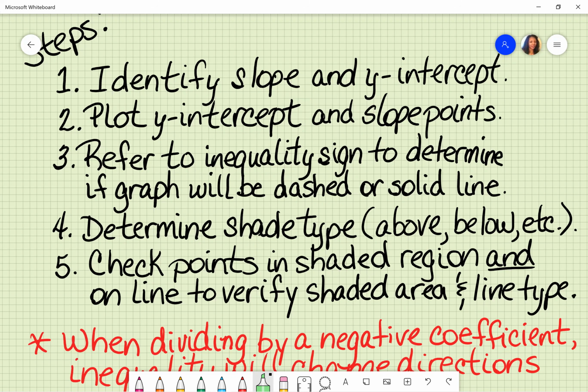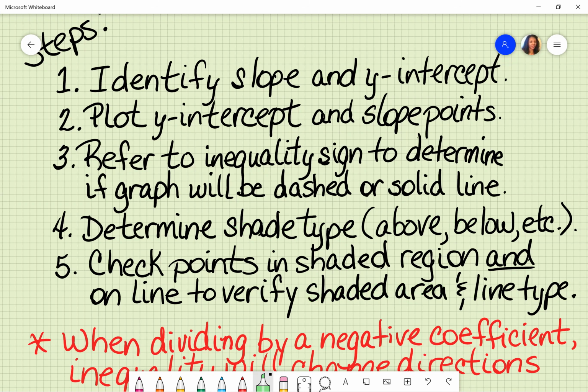All right, so refer to your inequality sign. That's helpful because it's going to tell you whether it's going to be a dashed or a solid line for your graph. And it also tells you the shade type. Are you shading above or are you shading below? Once you finish graphing, you want to check your points, and I'm going to show you which points I use. The reason you're checking them is to ensure that you did shade correctly and that you have the correct line type.